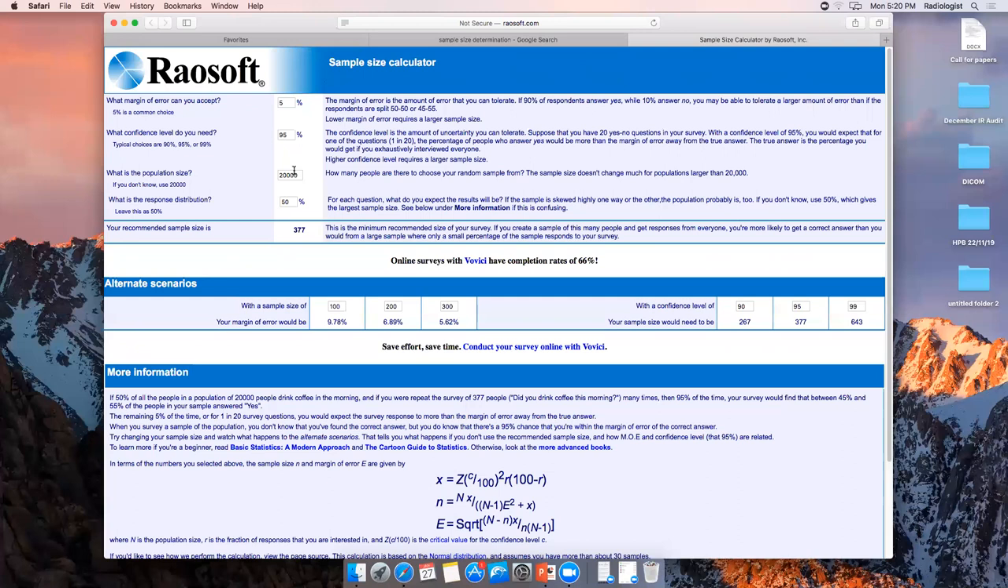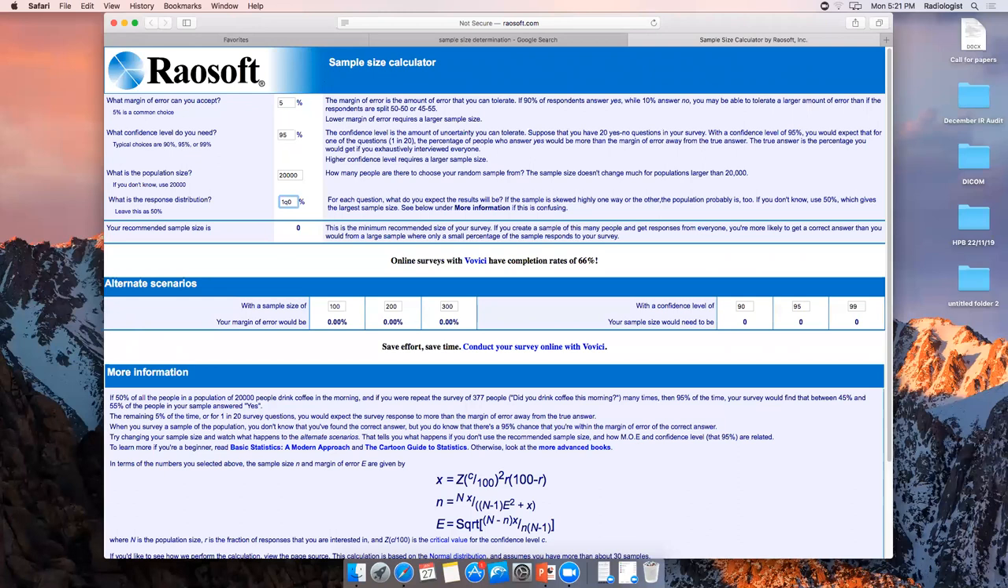And then the response distribution is what you estimate the proportion to be. So for example, if you think 20% of people are going to have fetal abnormalities on X-ray, you put in 20%, and it immediately tells you you need to study 242.